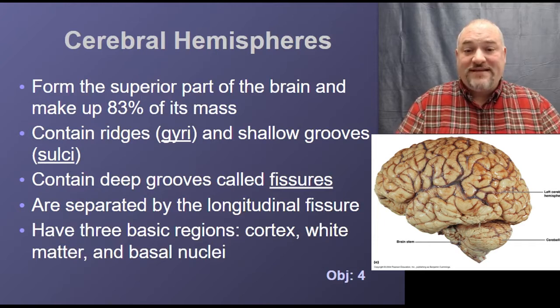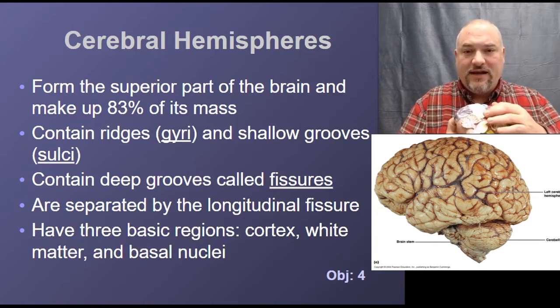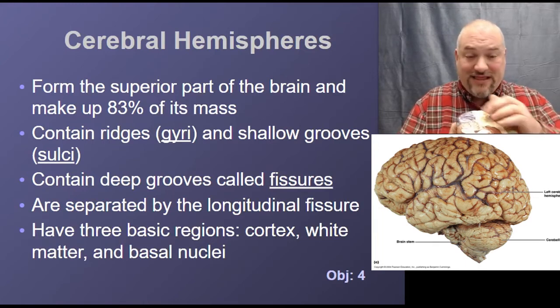And we've got 3 basic regions. We've got the cortex, or gray matter on the outside, white matter in the middle, and then basal nuclei, which are gray matter scattered within the white matter.